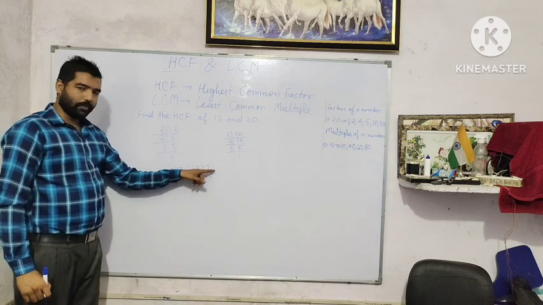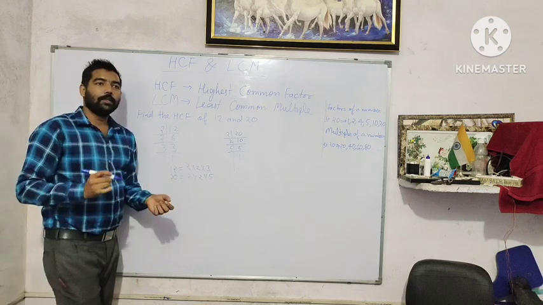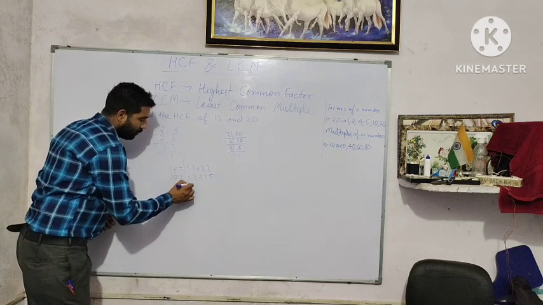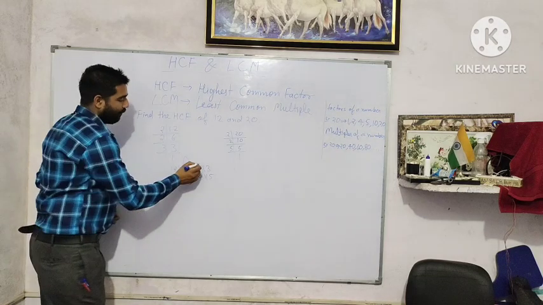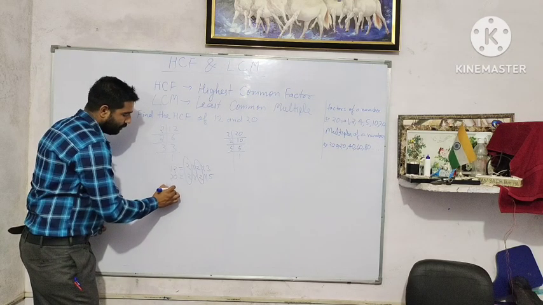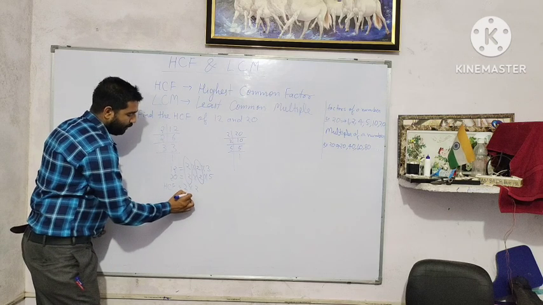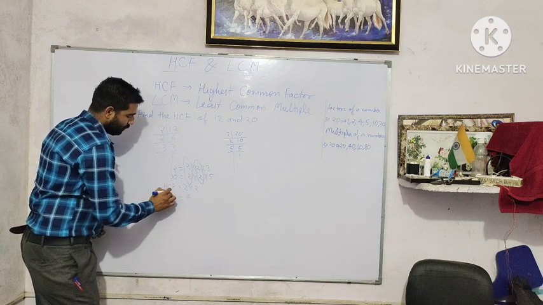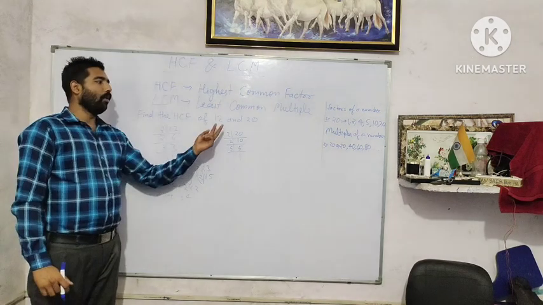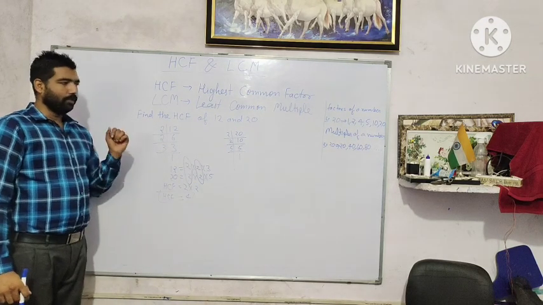These are the prime factors of 12, and these are the prime factors of 20. Now let us circle the common factors. So 2 is a common prime factor, and this is also a common prime factor here. Now the HCF is 2 multiplied by 2, which means 4. So this is the way we can find the HCF of two numbers with the prime factorization method. You can note down this method.